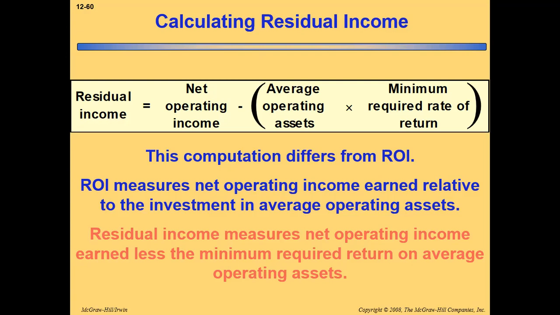এটা আরওআই থেকে কিছুটা ইজি। আরওআই থেকে ইজি কিভাবে? নেট অপারেটিং ইনকাম থেকে আমরা অ্যাভারেজ অপারেটিং অ্যাসেট মাল্টিপ্লাই বাই মিনিমাম রিকোয়ার্ড রেট অফ রিটার্ন, এটা বাদ দিয়ে যা থাকবে সেটাকে আমরা বলবো হচ্ছে রিসাইডুয়াল ইনকাম। ইজ ইট ক্লিয়ার?